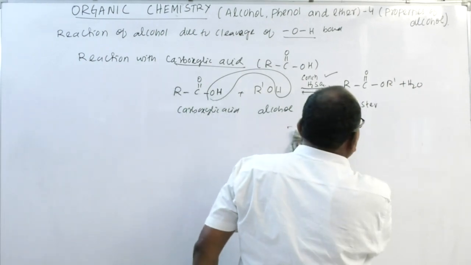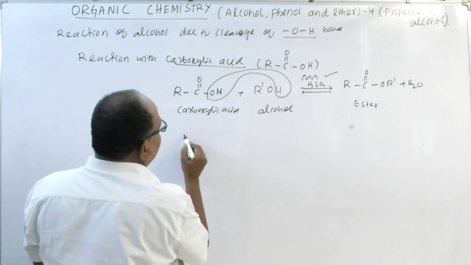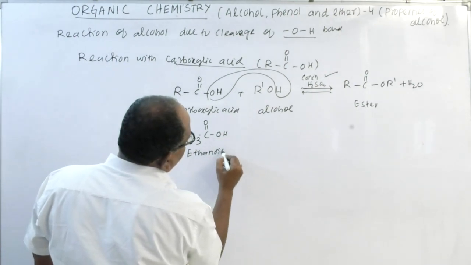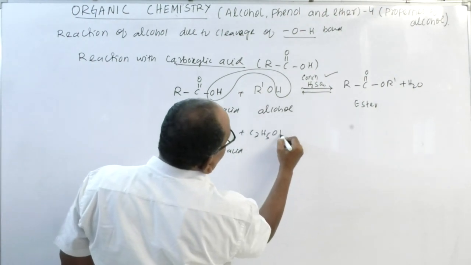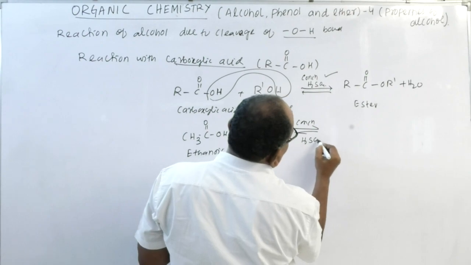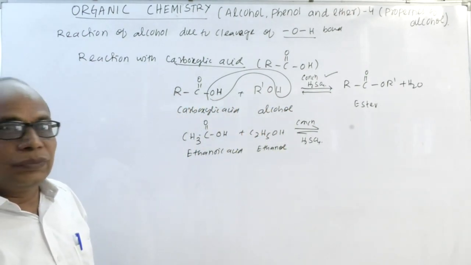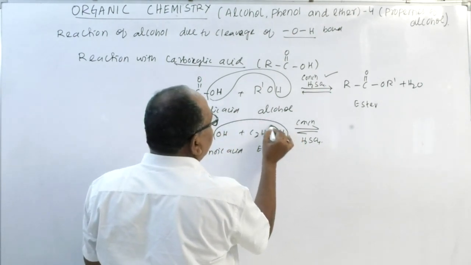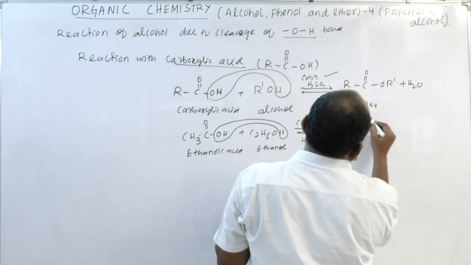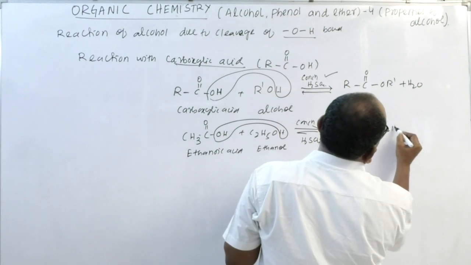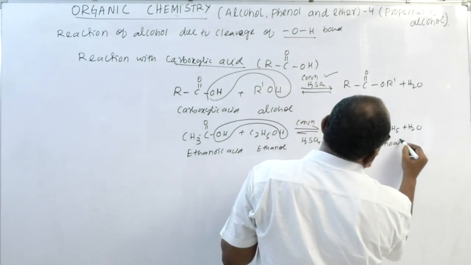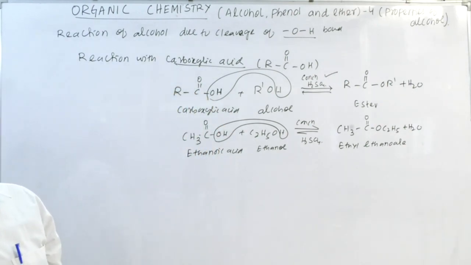Okay, now come to some specific examples. Suppose you take acetic acid, that is ethanoic acid. Suppose it reacts with ethanol in the presence of concentrated sulfuric acid. So what will happen? The OH group of the carboxylic acid and the H of the alcohol produce a molecule of water, and as a result form CH3COOC2H5 plus H2O. This is called ethyl ethanoate, ethyl acetate. This is the ester.